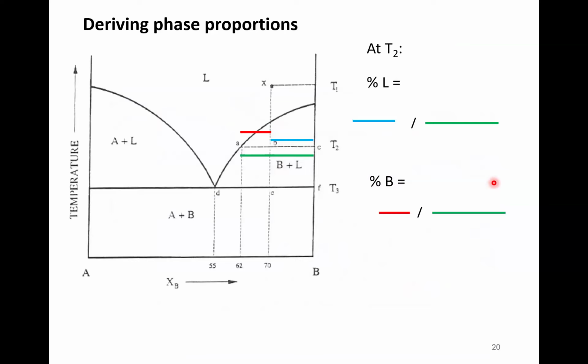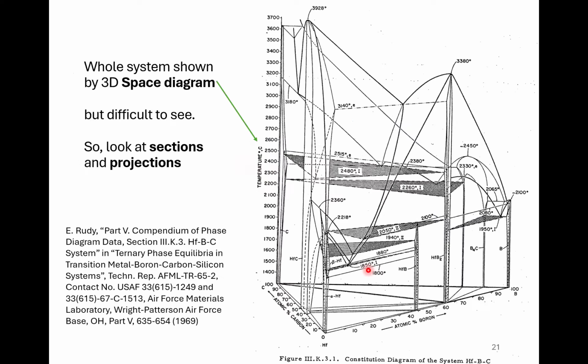Another thing you can do with phase diagrams is if you know the composition, which we're taking as X, you can work out the phase proportions. So for liquid, we're in the two-phase region at this temperature. Basically, it's that line over the whole line. For B, it's hypothetical. It's that line over that line, and you could put in the actual numbers, but I think it's easier to draw the lines.